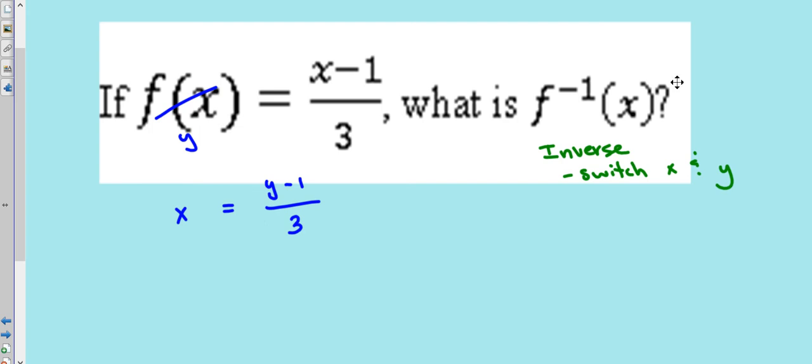So to get the y by itself, the first step I would need to do here is get rid of this division of 3. The opposite of division by 3 is multiplying by 3. So when I do this, I can cancel those two out. And I now have 3x equals y minus 1.